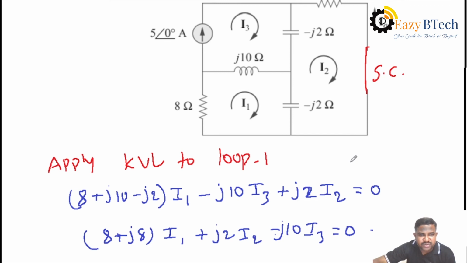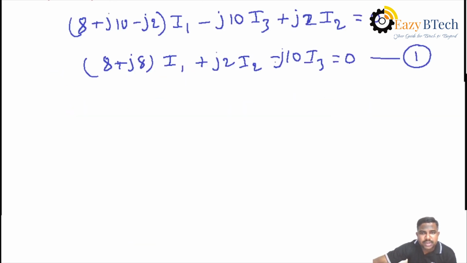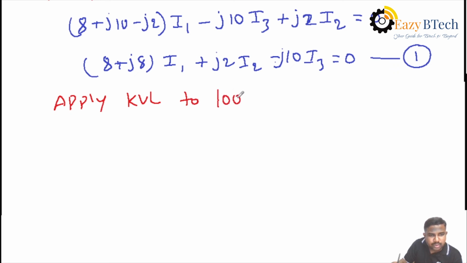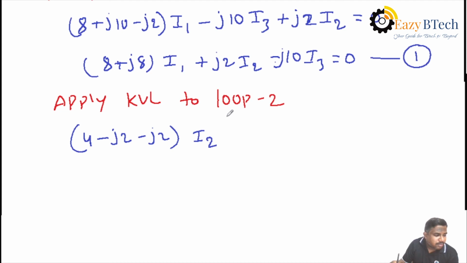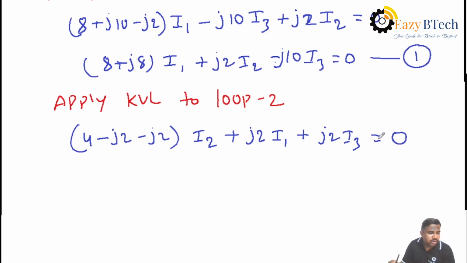Similarly, we can consider the second loop equation. What is the second loop equation? Simply apply KVL to loop 2. Observe the circuit here. In loop 2 also, I2 is the current passing through the three elements. That is 4 minus J2 minus J2. The three elements have current I2 passing through, but minus J2 and minus J2 are mutual elements. That's why both are in reverse direction. Then minus of minus is plus J2 I1 and the other element J2 I3. Here also there is no voltage source, so it is equal to 0.